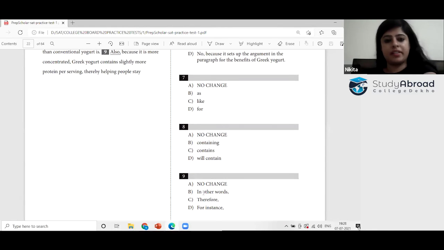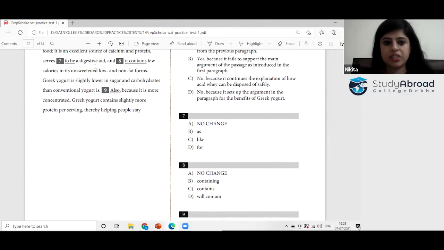I also did this. And we use, in other words, when we are rephrasing the previously said statement. Therefore is conclusionary. I was not feeling well, therefore I did not attend my class. Okay, so it's followed by a reason. And for instance means example.